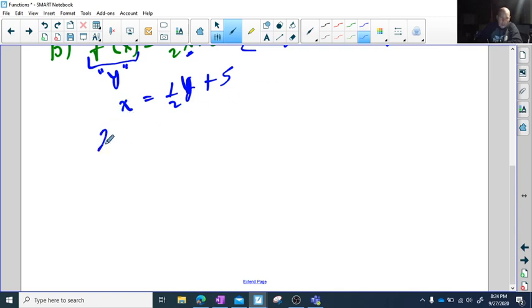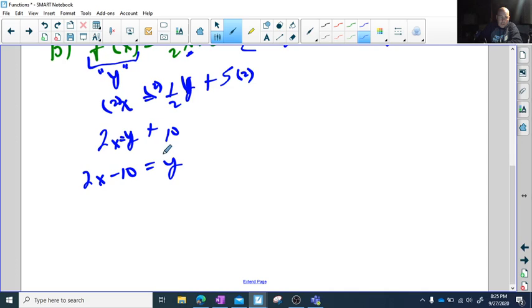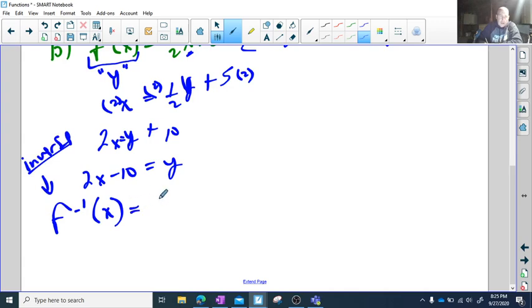So I'm going to double everything. 2x equals y plus... You're going to multiply everything by 2, not just the one with the fraction. So this would be y plus 10. I'm going to bring my 10 over, and there I have my y. Now we're going to switch notations to the right notation. This is the inverse, so instead of y, we swap it out for the correct notation, f to the negative 1 of x. So there's your inverse notation. It is important you write this out to show you know the notation. The inverse is equal to 2x, subtract 10.